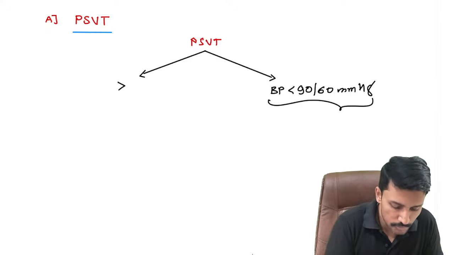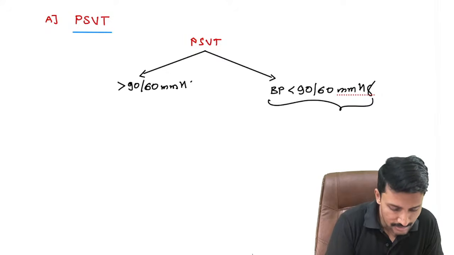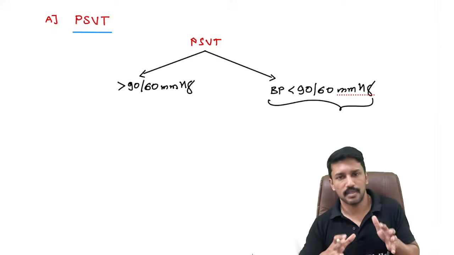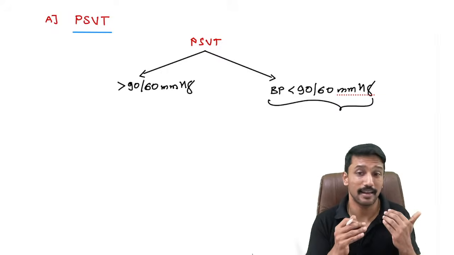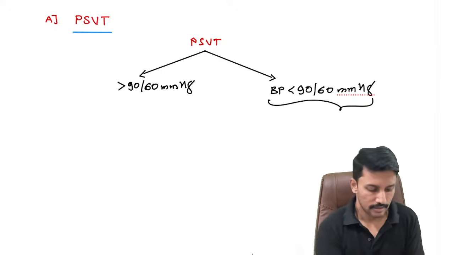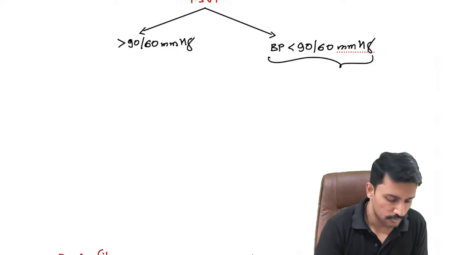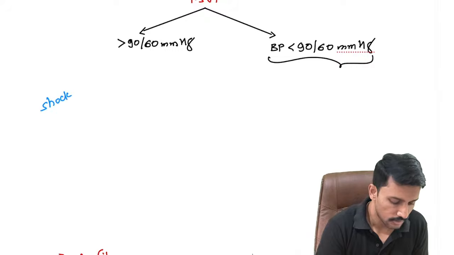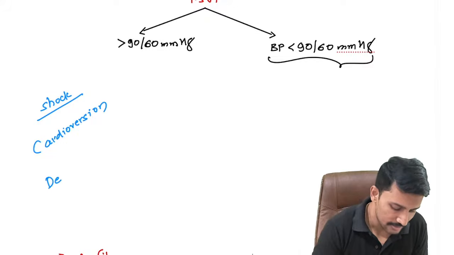But if the patient's BP is more than 90/60, that means he is hemodynamically stable. Here I can take steps. Here I can try physical measures. Here I can try drugs. If they fail, then I come back to shock. Then again, when we are giving shock, there are two types of shock. One is called cardioversion. And the second one is called defibrillation.